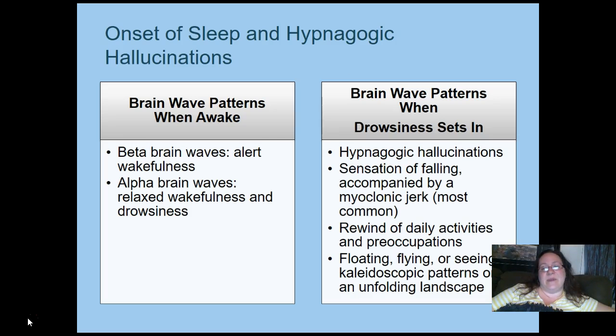So with our brain patterns, you can read this information about the waves. So when we're alert and wakeful, then we see beta brain waves. When we start to fall asleep, we start seeing more of the alpha brain waves. We can have the sensation of falling, accompanied by a jerk.